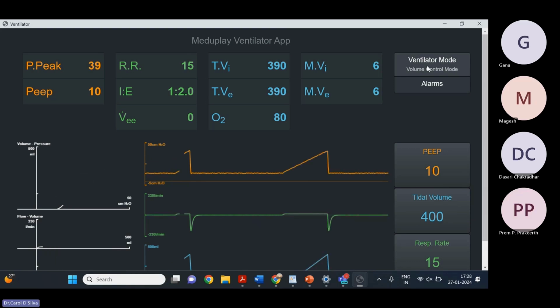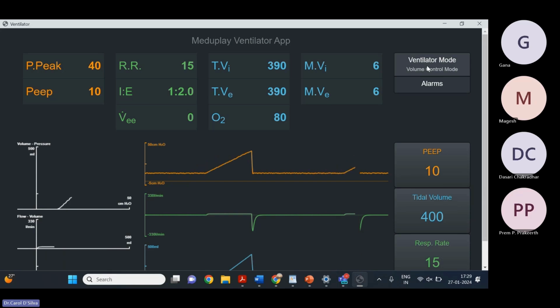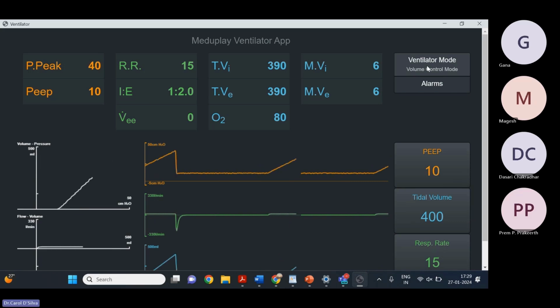So if there's a change in resistance, my P peak will increase. If there's a change in compliance with no change in resistance, my slope goes up. Here also my P peak increases. So peak airway pressure will increase if there's a change in resistance or a change in compliance, where the slope becomes more and more obtuse. Okay. And if I need to know what is causing the problem, is it a resistance problem or a compliance problem, the method that I can use is pressing the inspiratory hold.